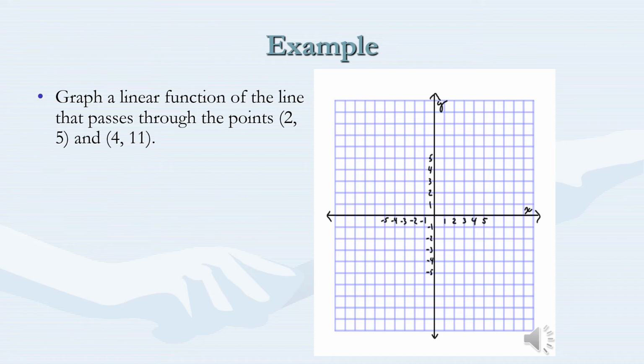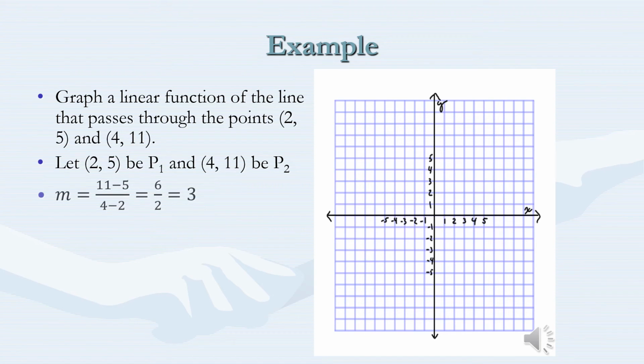So the first thing I need to do is find my slope. I take the 2 points, call one P1 and the other one P2. 2, 5 in this case will be P1, and 4, 11 will be P2. Plugging them into my slope formula gives me a slope of 3. Now I'm going to plug it into point slope form. I take the first point and go y minus 5 equals 3 times the quantity x minus 2.